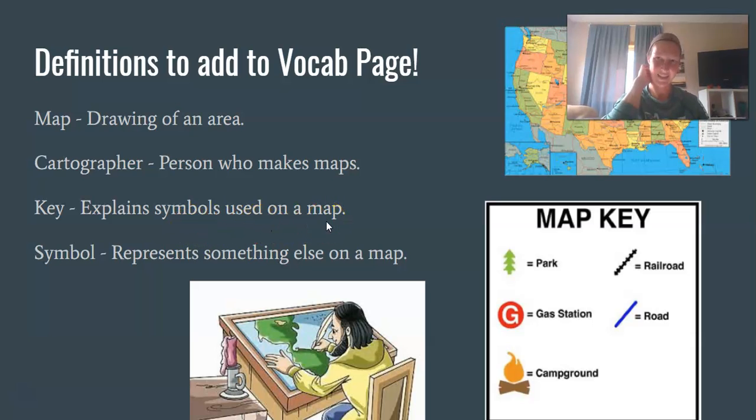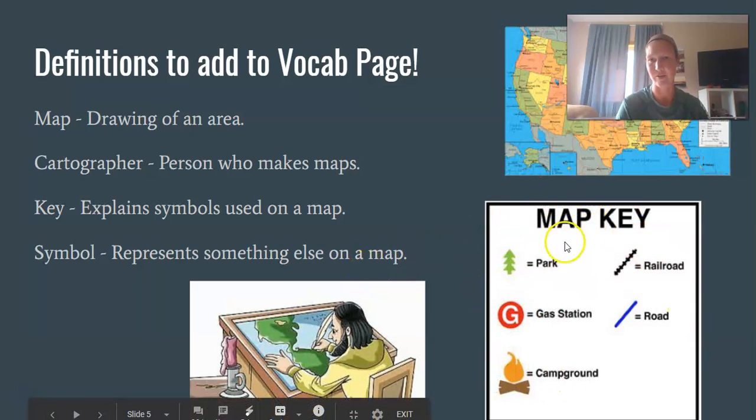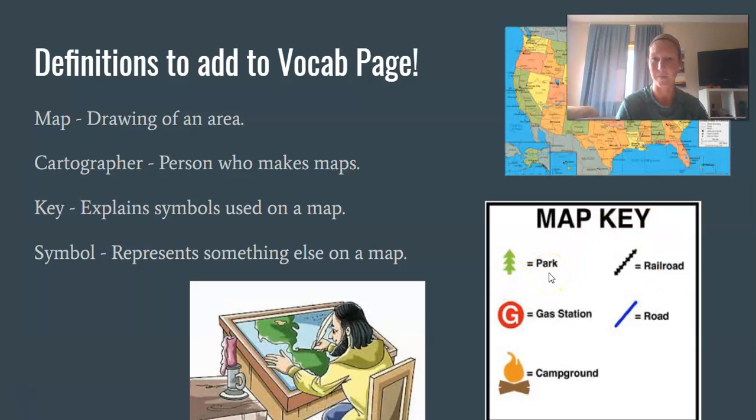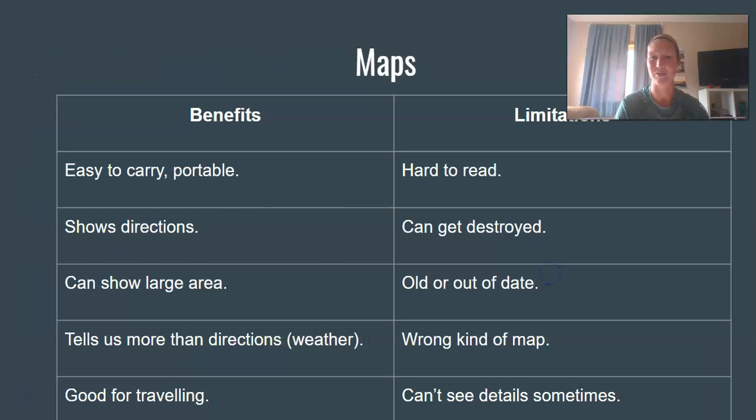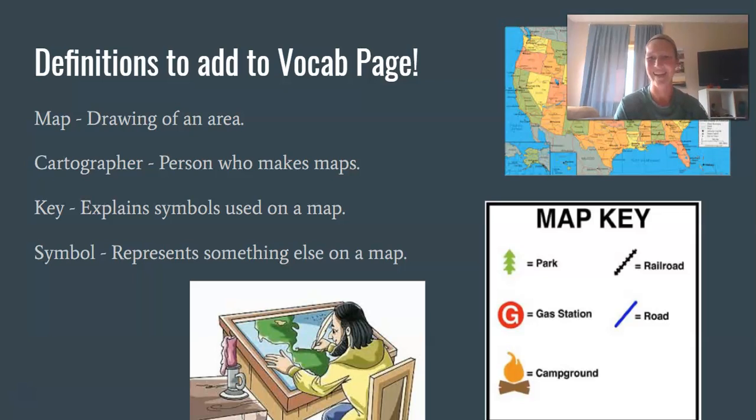This is also known as a legend. So a key or a legend. Now, a symbol is something that represents something else on the map. So for instance, a map key is one I put right here. So that's where all the symbols are located. Now this tree is a symbol that means a park. They're not going to draw all the park on every single map. They just might use a little tree to indicate where a park is located.